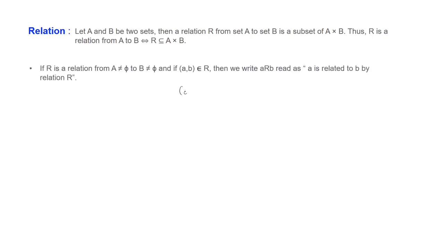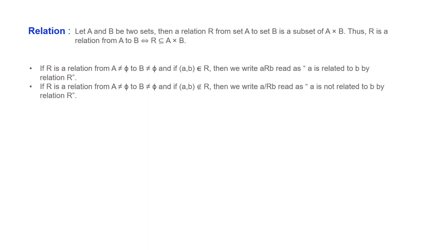And if the ordered pair (a, b) does not belong to the relation, then we can write it as this or this, which is pronounced as a is not related to b in the relation R.